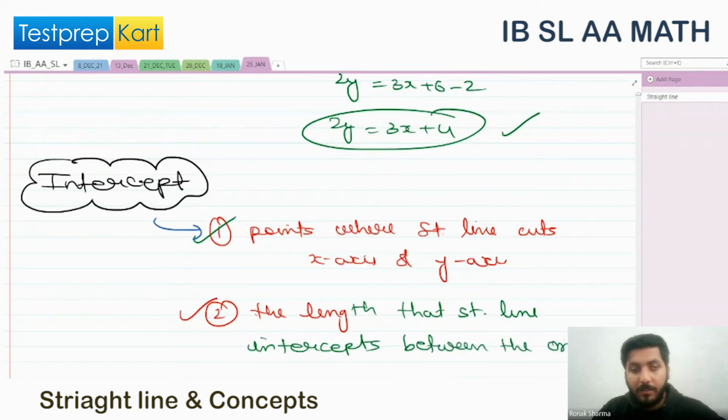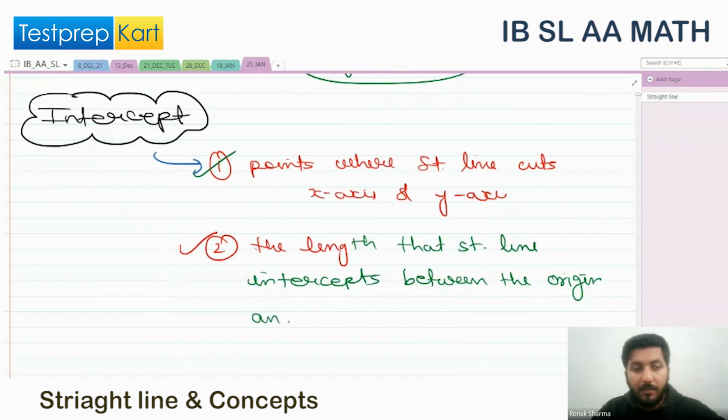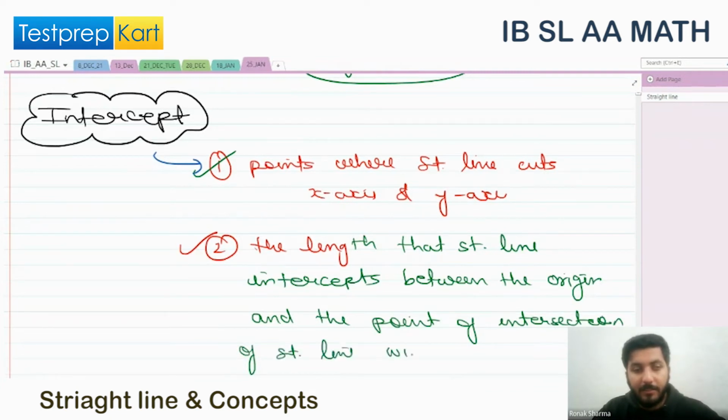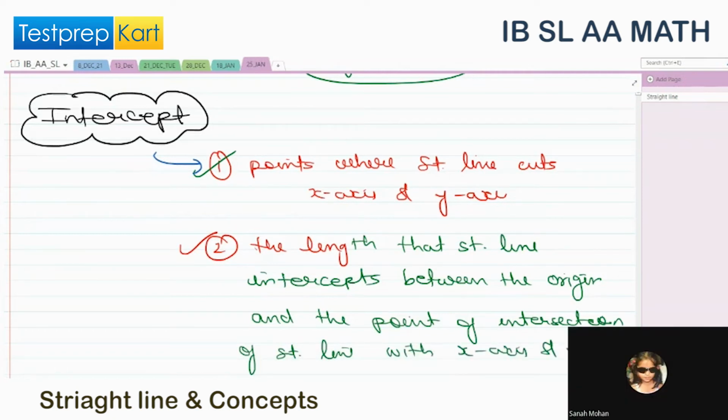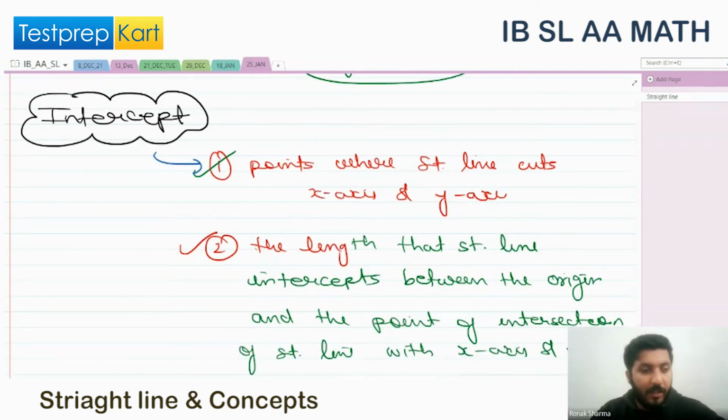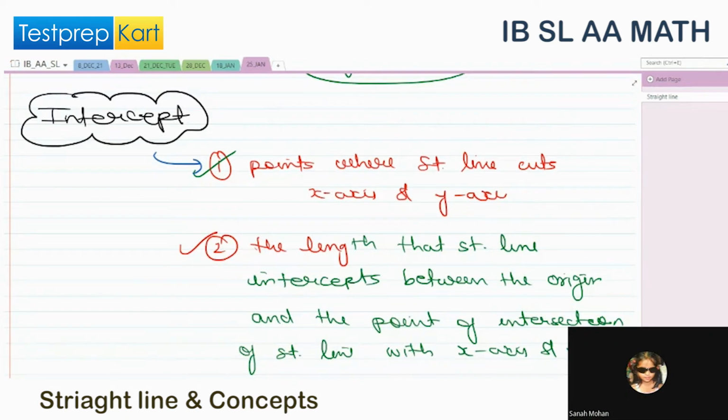So the length that the straight line intercepts between the origin and the point of intersection of the straight line with the x-axis and y-axis. Noted down? Yeah, noting it. Okay, tell me when you're done, then I'll explain it in the graphical way so that you can understand it more, what we are talking about. Done?